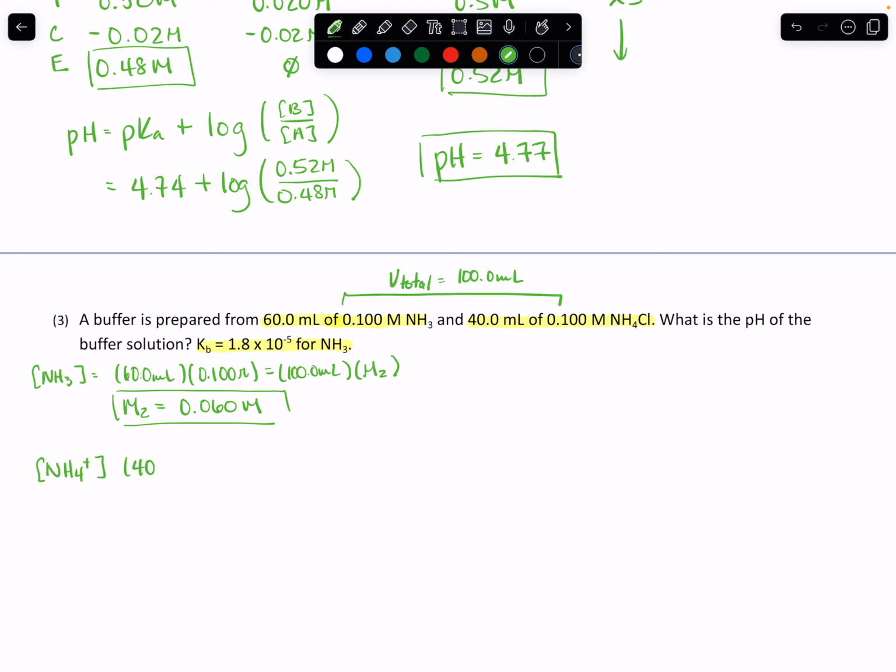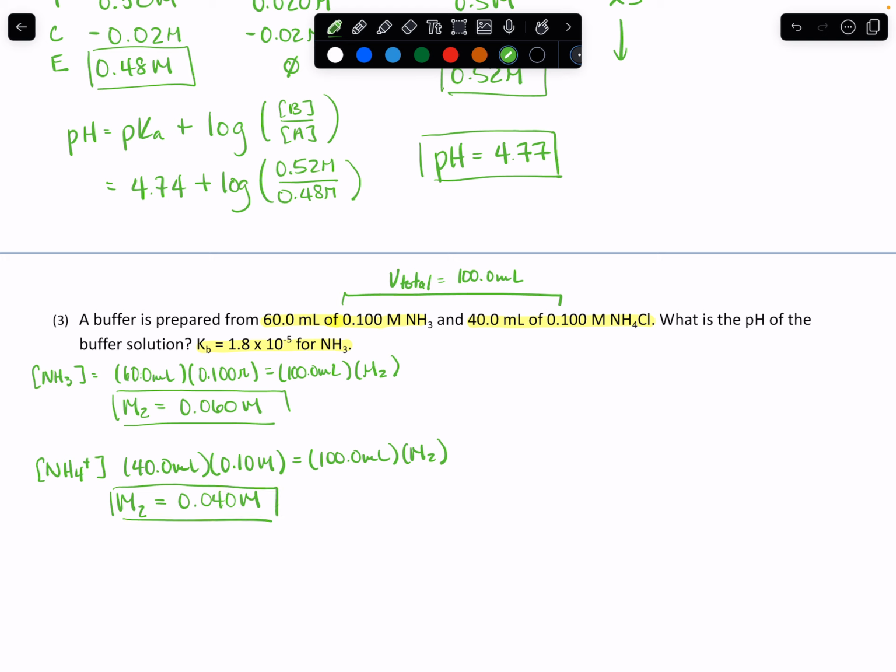All right, so we have 40 milliliters of that solution. Now it's 0.1 molar for the salt, but it's a 1-to-1 ratio between that ion and that salt. So we can say we have 0.10 molar of that ammonium. That's going to be equal to 100 milliliters and a diluted molarity. All right, so the molarity of the ammonium in my new solution is going to be 0.04 molar. So there are my 2 concentrations.